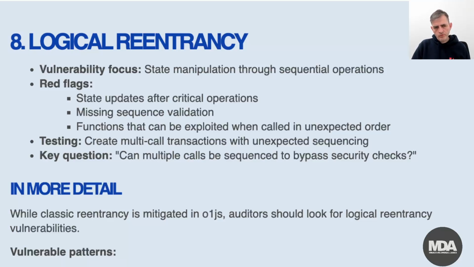And the red flags we should be looking for here are that if we have state updates after critical operations, but we have missing sequence validation, or there are functions that can be exploited when they are called in an unexpected order. So the key question to think about is, if we have multiple calls, can they be sequenced to bypass security checks?